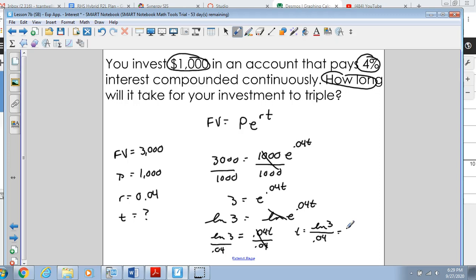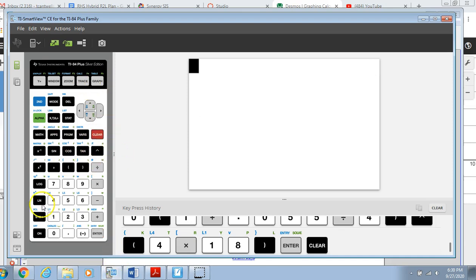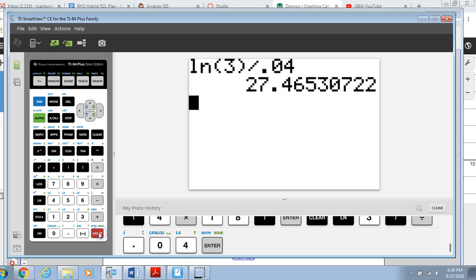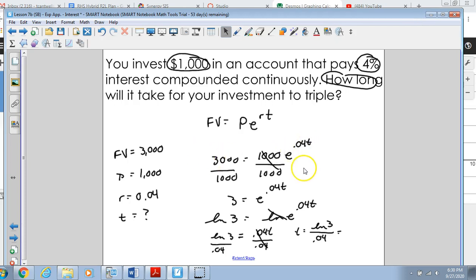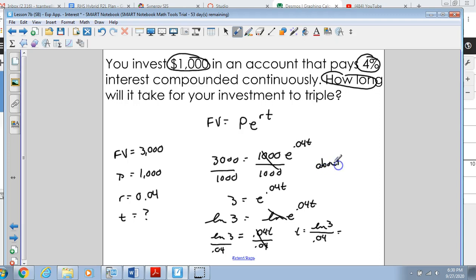Well, we want to actually figure that out, so I'm just going to go to my calculator. The natural log of 3, close parentheses, divided by 0.04 gives us 27.46. So it's asking how long will it take for your investment to triple? So that is about 27.5 years. And there we go.